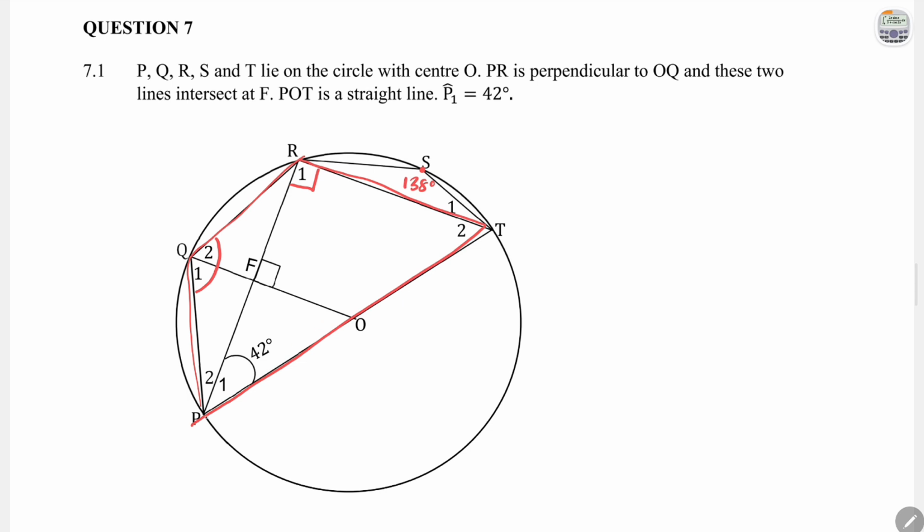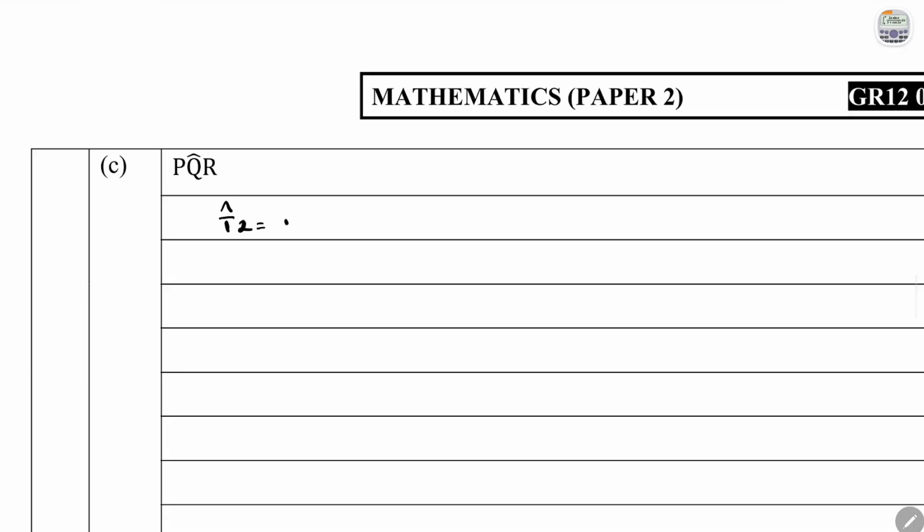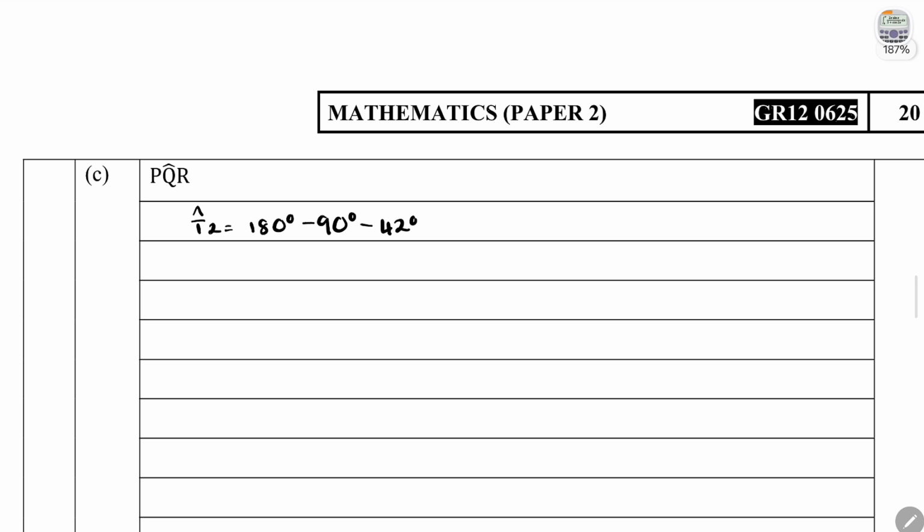So if we want to find angle PQR, we would have to find angle T2. So let's go ahead and find angle T2 first. Looking at this, angle T2 is actually part of this triangle PRT, and you see that it's the only angle missing in this triangle. So we can find it. We can say 180 degrees minus 90 degrees minus 42 degrees, and that will give us angle T2. Angle T2 equals 180 degrees minus 90 degrees minus 42 degrees, and the reason is the sum of angles in a triangle. So therefore, angle T2 is equal to 48 degrees.